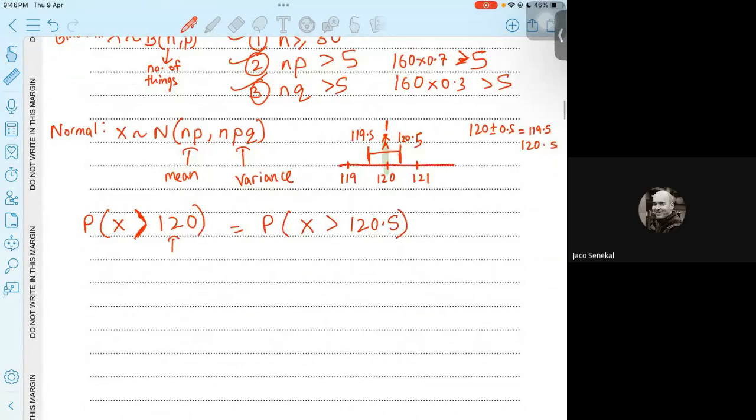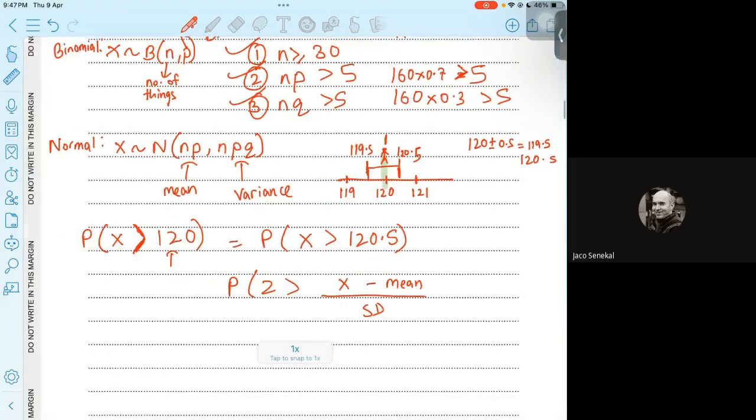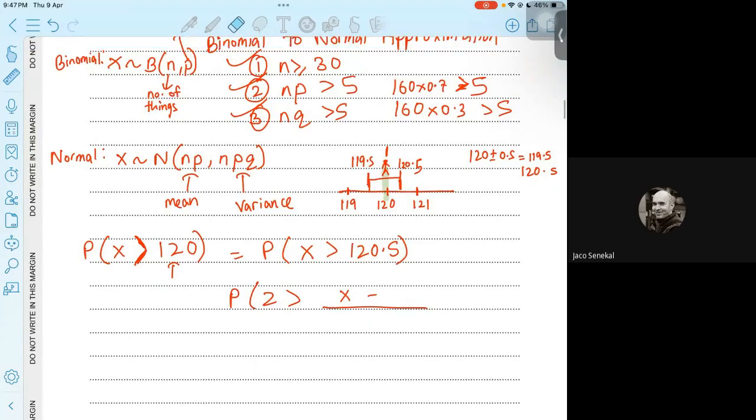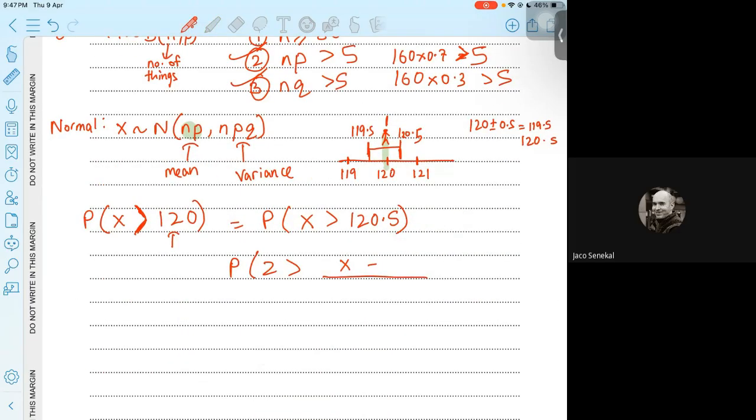So for Z, Z is equal to X minus mean over the SD. We got the mean from np, remember? This was the mean. So n into p has to be the mean. In this case, n is 160 and p is 0.7. So we have to write these down. np is equal to 160 into 0.7, which is equal to 112.